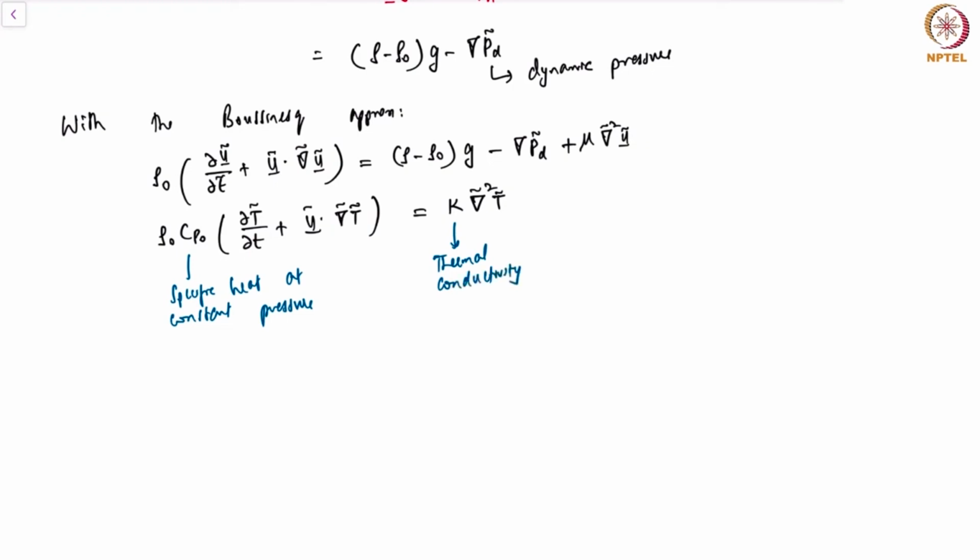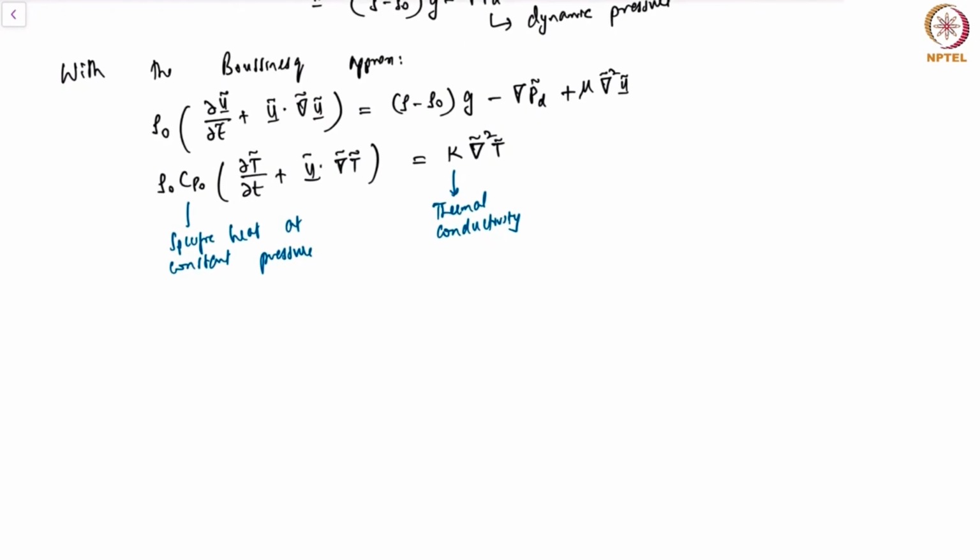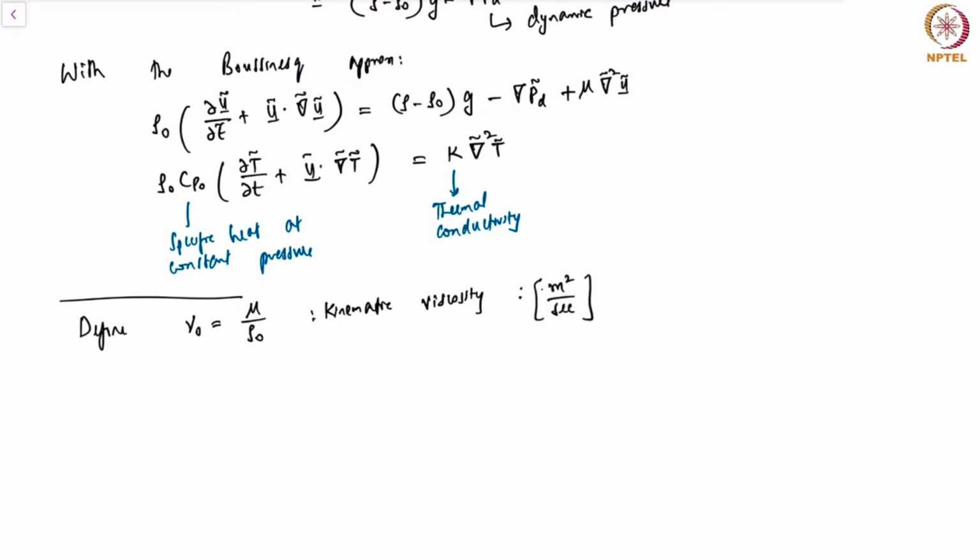Okay. Now we can define a few simple parameters. Define, let's say, kinematic viscosity nu naught, which is mu by rho naught. That is the kinematic viscosity. And as we know, the kinematic viscosity units would be meter square per second.